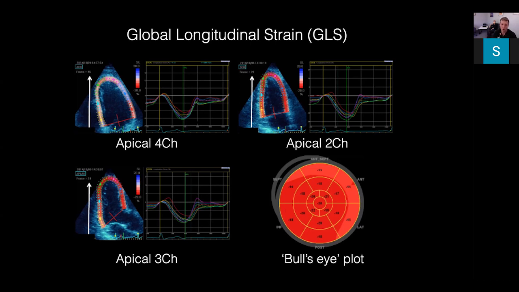If we add all of the segments together, take them as an average of the 17-segment model, you get global longitudinal strain. Minus 17 is normal. I use about minus 14 or so as being mild to moderate, minus 10 or 11 as going from moderate to severe. And that's what the evidence basically suggests. Okay, so global longitudinal strain, most commonly used. Red is normal, white is akinetic, blue is dyskinetic.